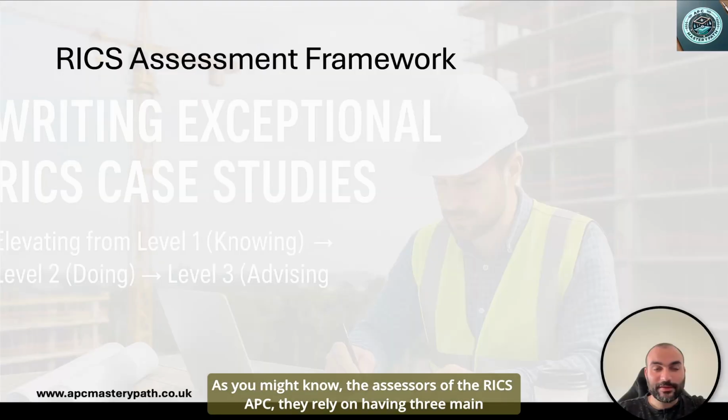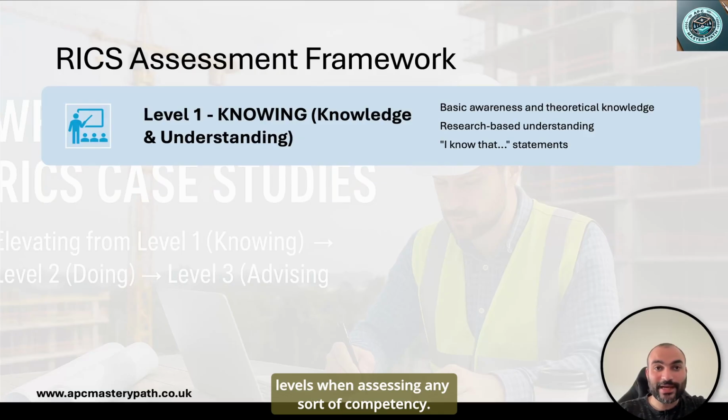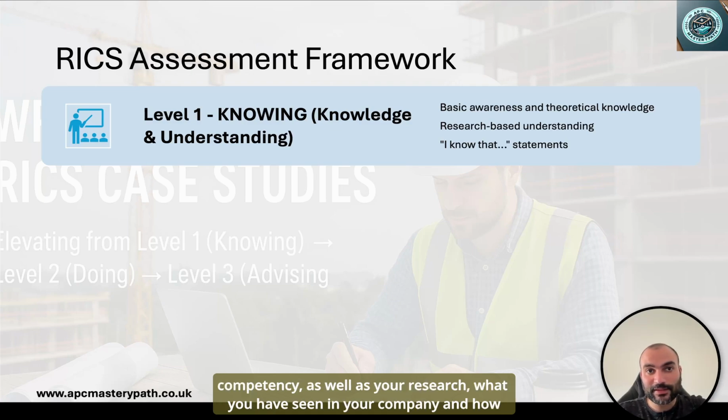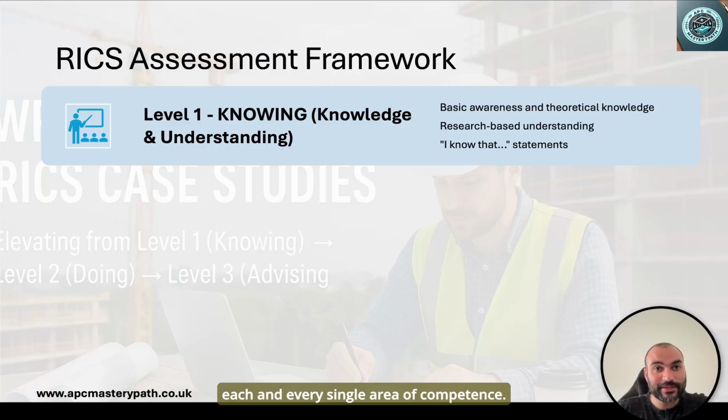As you might know, the assessors of the RICS APC rely on having 3 main levels when assessing any sort of competency. The first level is knowing, which is all about your understanding of the area of competency, as well as your research, what you have seen in your company, and how you have shadowed your colleagues in order to build a broad understanding about each and every single area of competence.